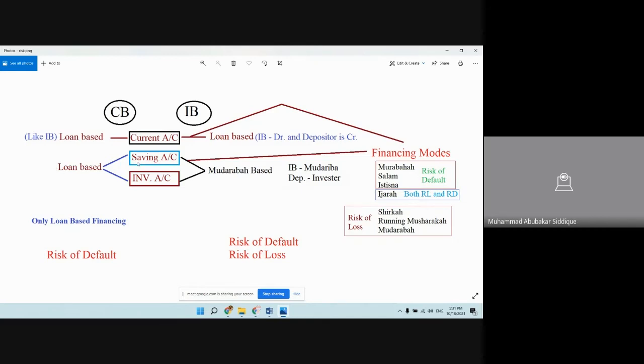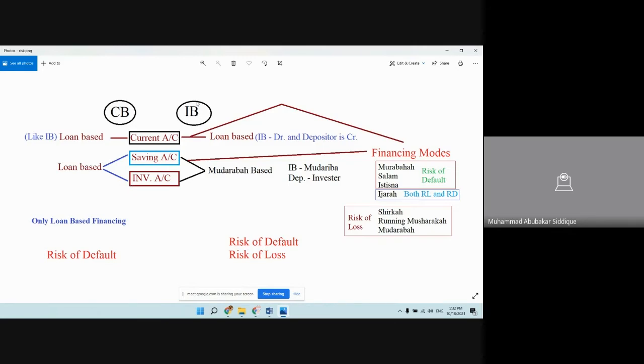In a saving account or an investment account, when the conventional bank pays profit to its clients, it is considered interest. Why is it interest? Because their principal amount is safe. There is no risk upon the principal loan, but they are receiving an additional amount over their principal. So it is profit earned on loans. That is why Islam considers it prohibited. It is riba, it is haram.